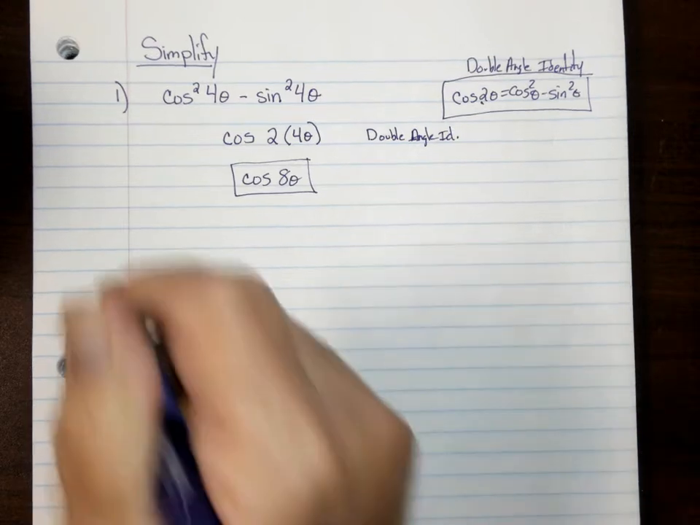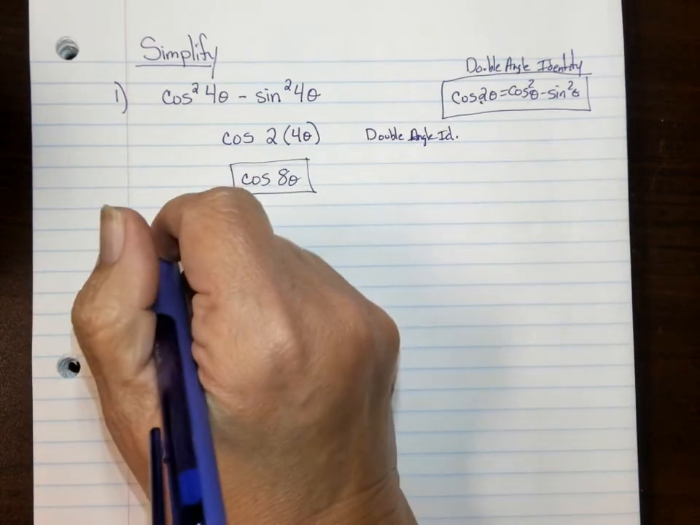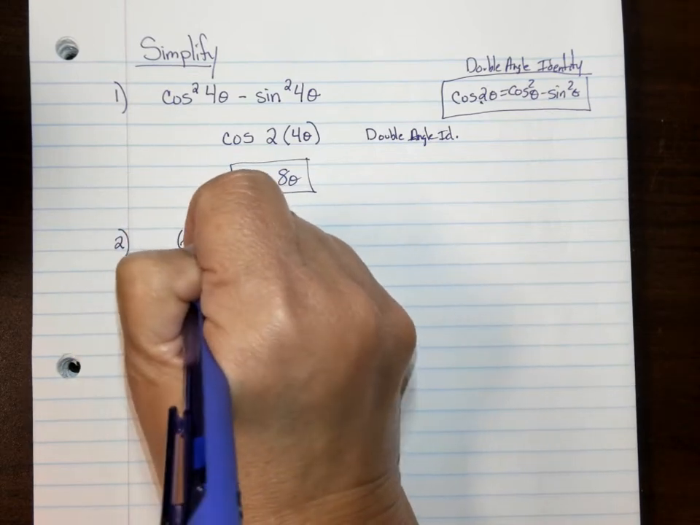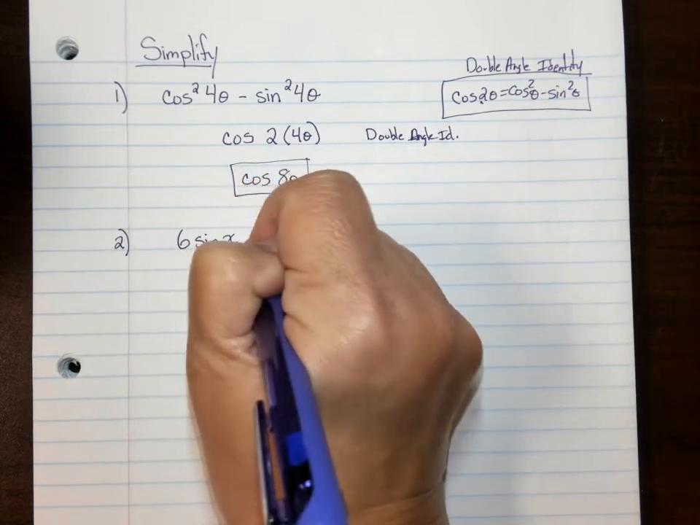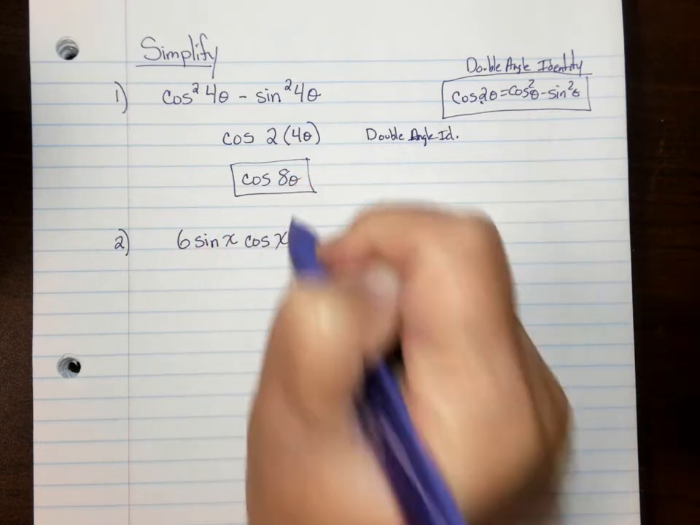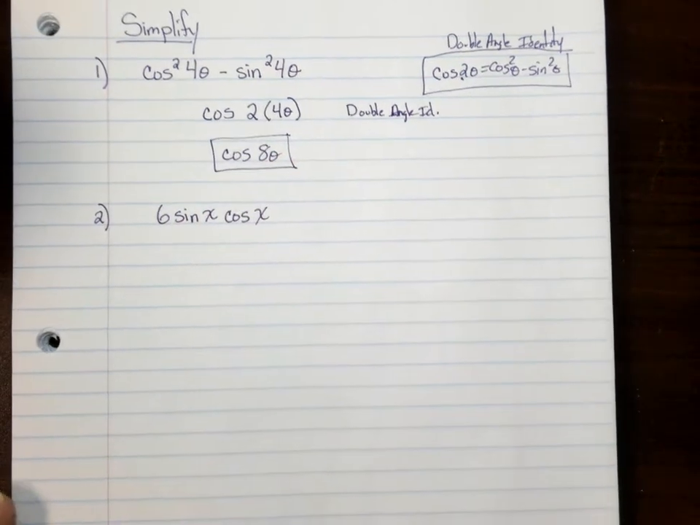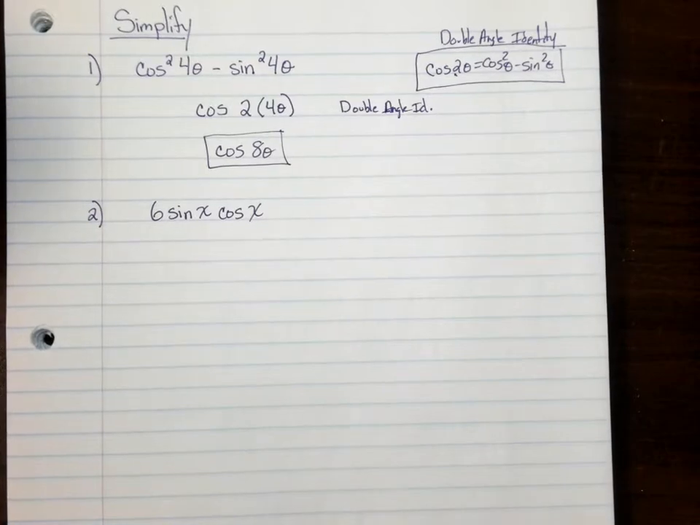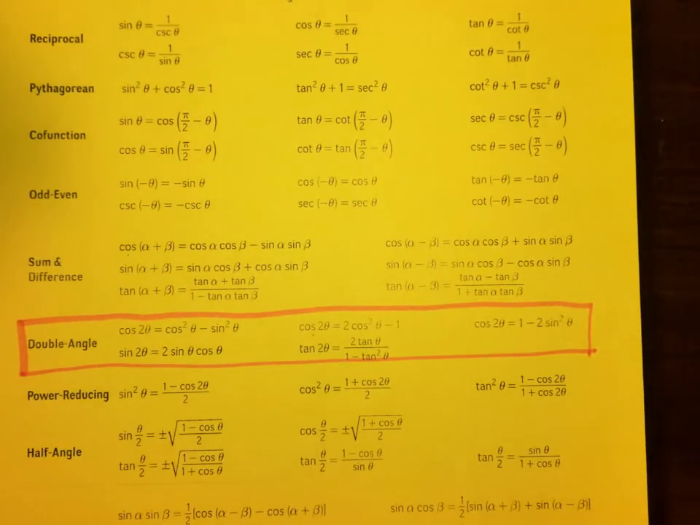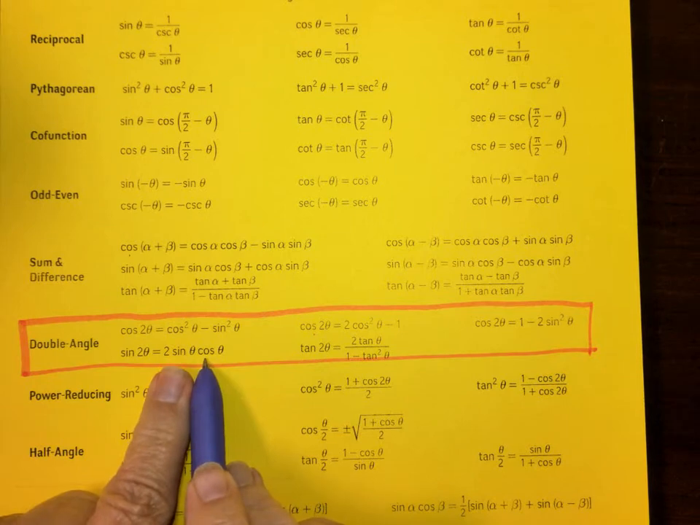Alright, let's do a second one on simplifying. Let's take 6 sine x cosine x. So again, our lesson today is on double angles. So look at your formula chart under double angles. What does that look most like? Do you see that it looks like this, mostly?